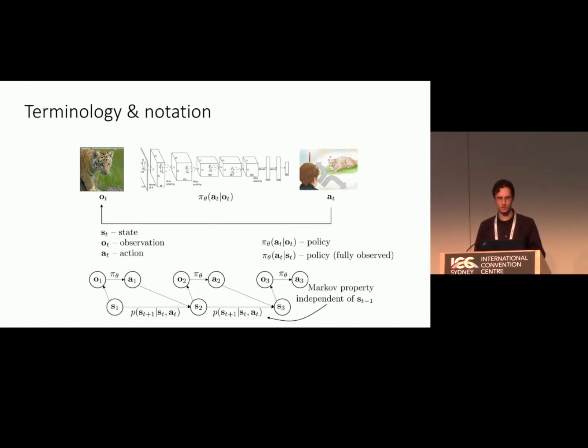So if you know the current state, that is all you need to know to make the current decision. But knowing the observation might not be enough because the observations by themselves are not conditionally independent of one another, only given the states.